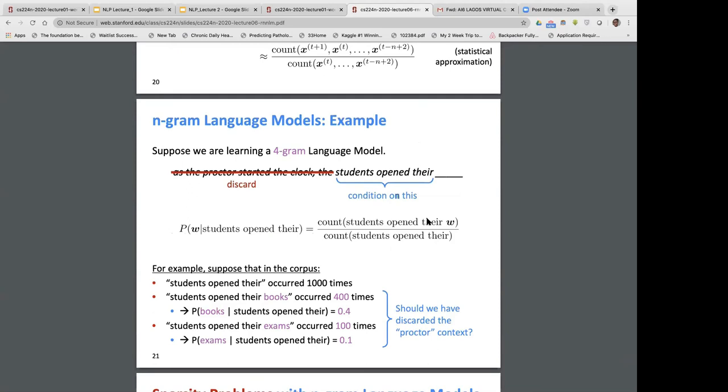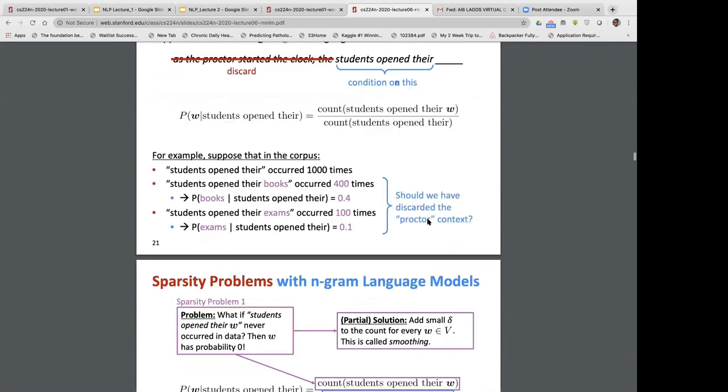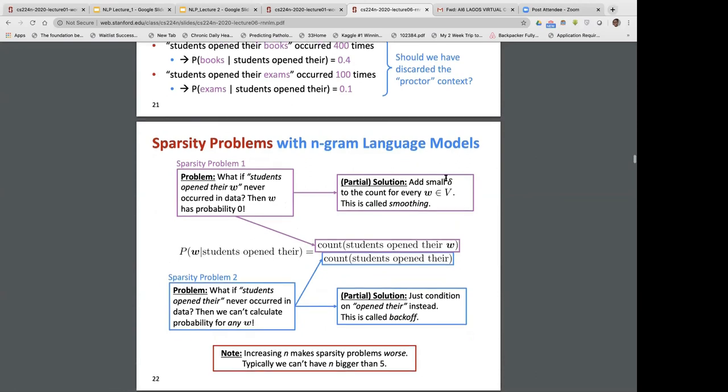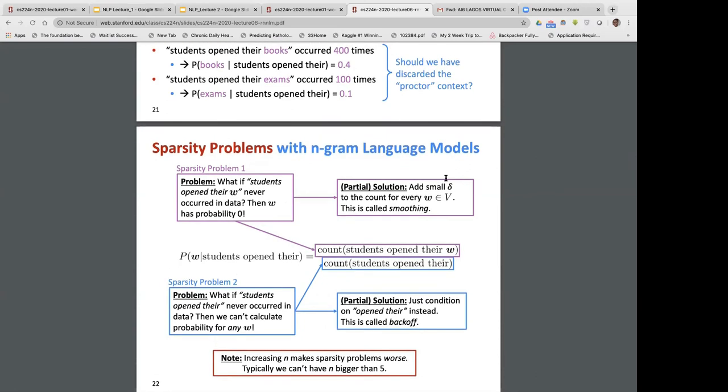But in the data that you used to train your model, "students open there" followed by another word did not occur at all. It means that typically you assign the probability of zero to that occurrence, which is not optimal at all, because you could have scenarios where it will occur. But we've already assigned the probability of zero, because it did not occur in our training data. So a solution that they proposed is adding a small delta value to every count. So even if it doesn't occur, just add a very small value to it.